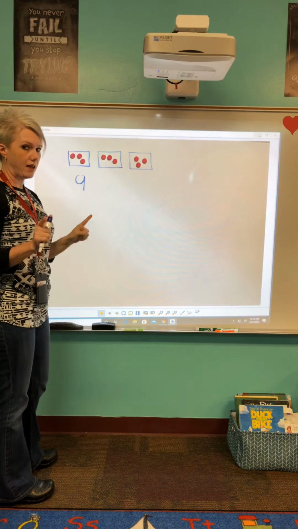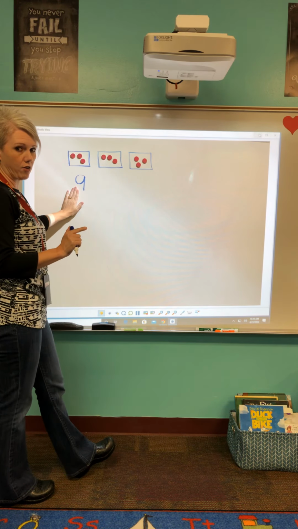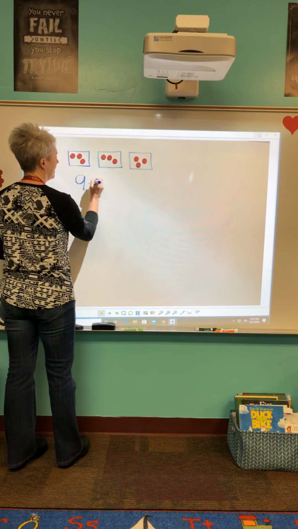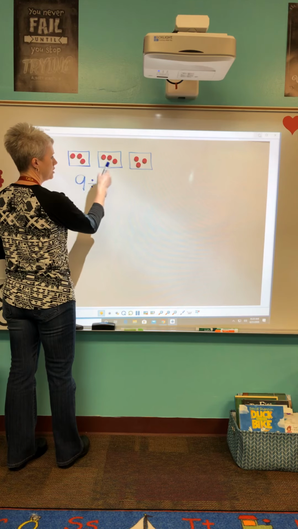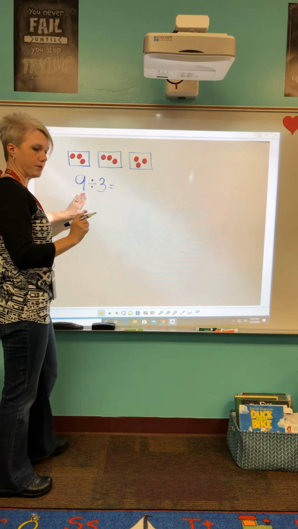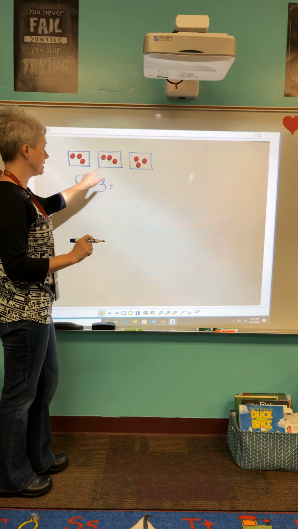Now, I have 9 as my whole number. That's how many I have all together. I put them in 3 boxes. So I divided by 1, 2, 3. 3 groups, 3 boxes. So 9 is how many I had all together. I divided it 3 ways.